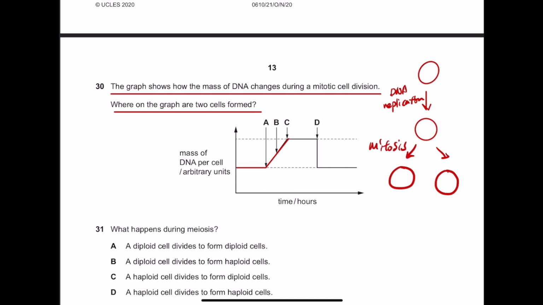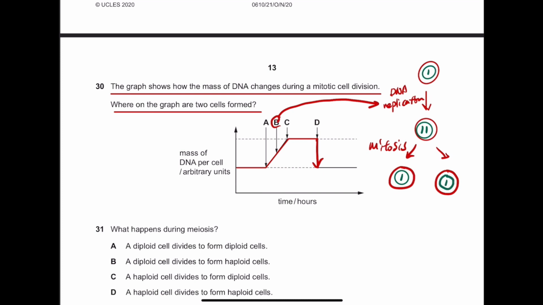So B is when DNA replication is happening, and then it remains the same for a while, and then the mass of DNA per cell suddenly drops. So this is when the mitosis is happening. So I'll just draw it here. Let's say there was one chromosome, one strand of DNA. When DNA replication happens, it becomes 2. And then during mitosis, it becomes 1 again per cell.